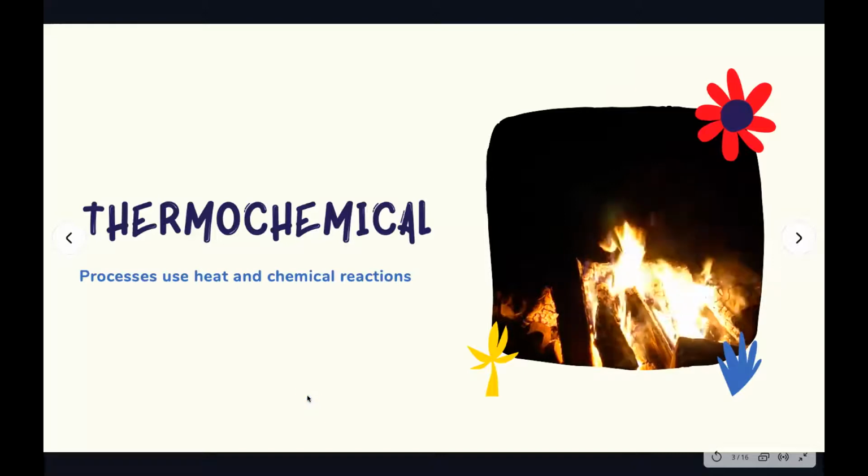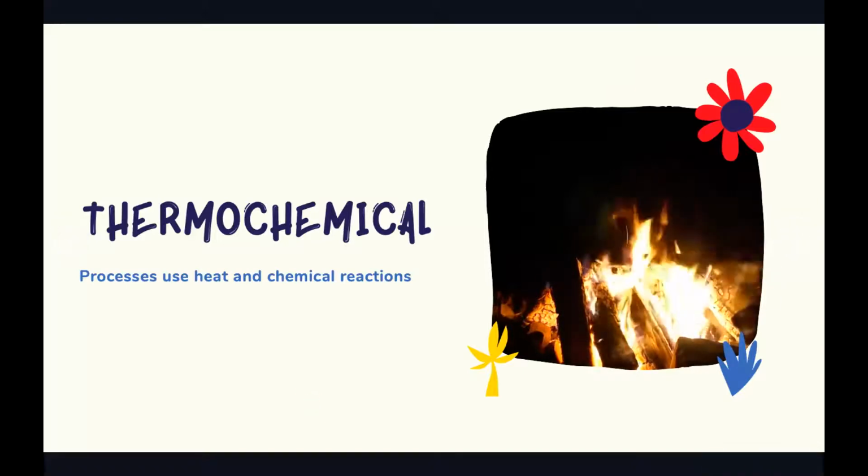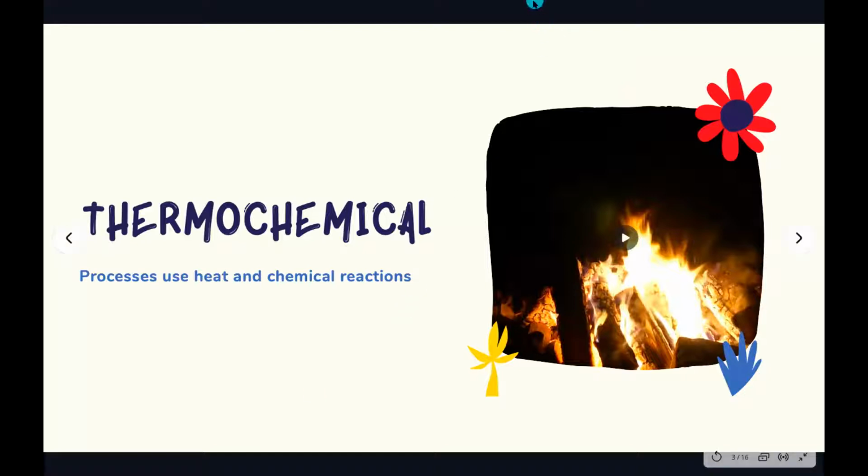Next, we have thermochemical. What is thermochemical? Thermochemical is a process using heat and chemical reactions to release hydrogen. An example is releasing hydrogen from materials like fossil fuels and biomass and other materials that can release hydrogen.